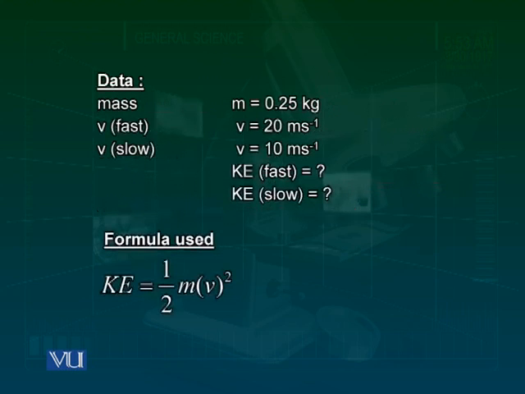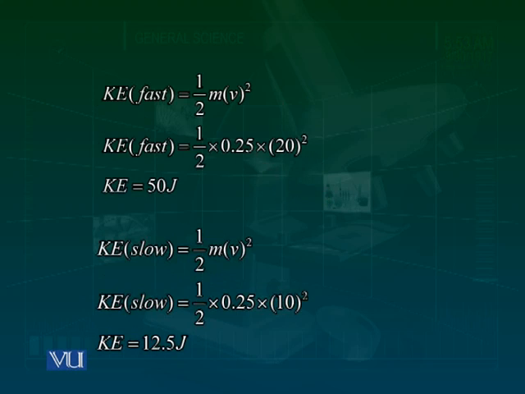So our data again is the same. We have a mass of 0.25 kg. We have a speed of 10 meters per second. Now, the kinetic energy of the slower bowler, of course, is going to be half mv squared. In case of the slow bowler, it is half into 0.25 into 10 squared, giving us 12.5 joules.